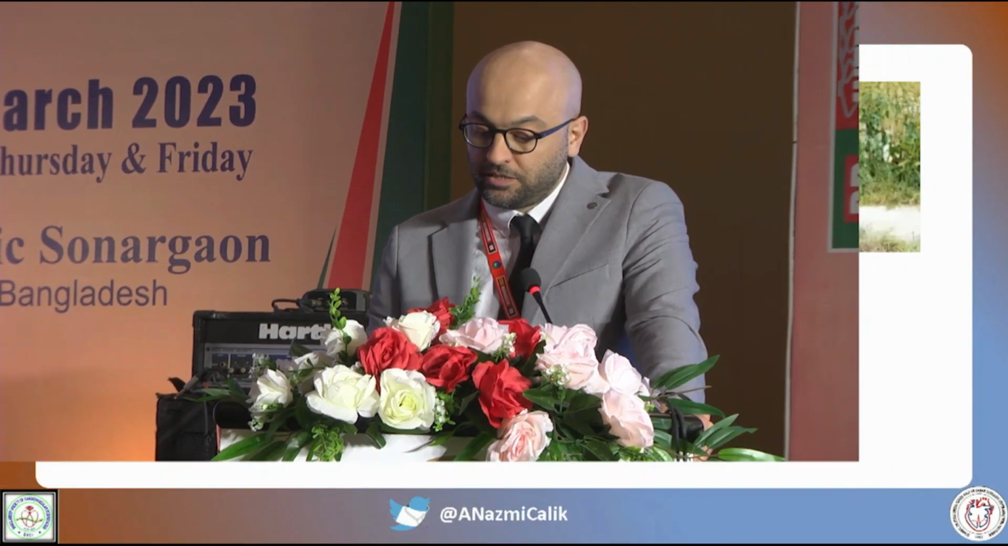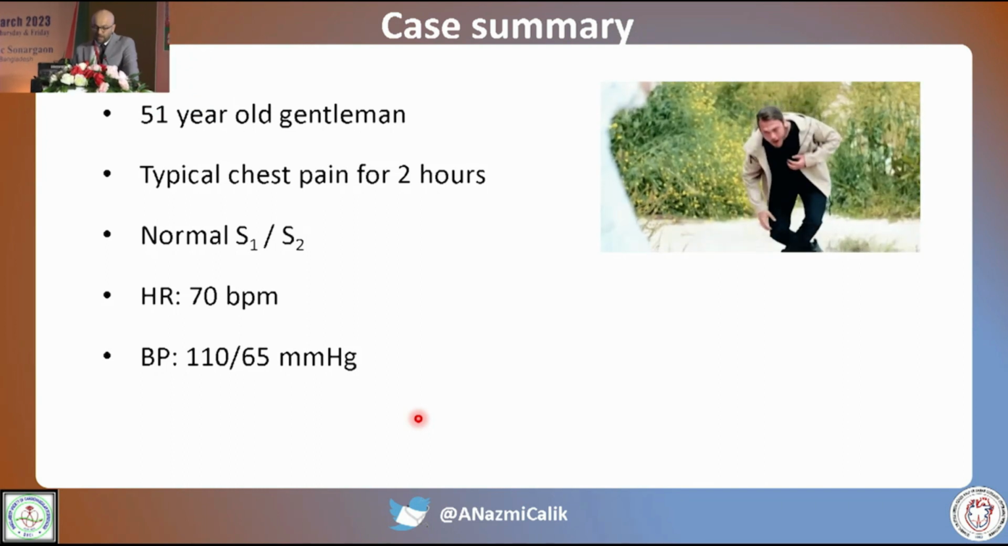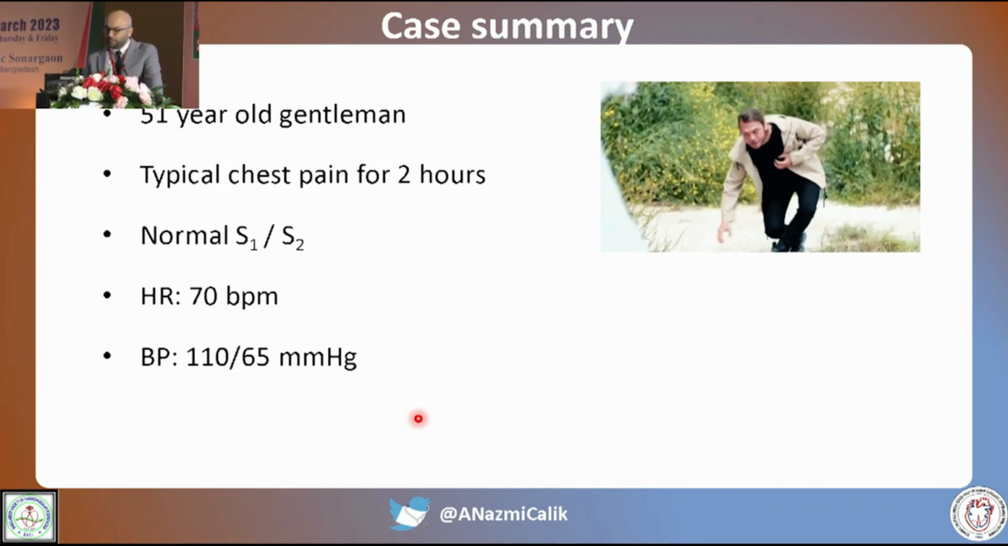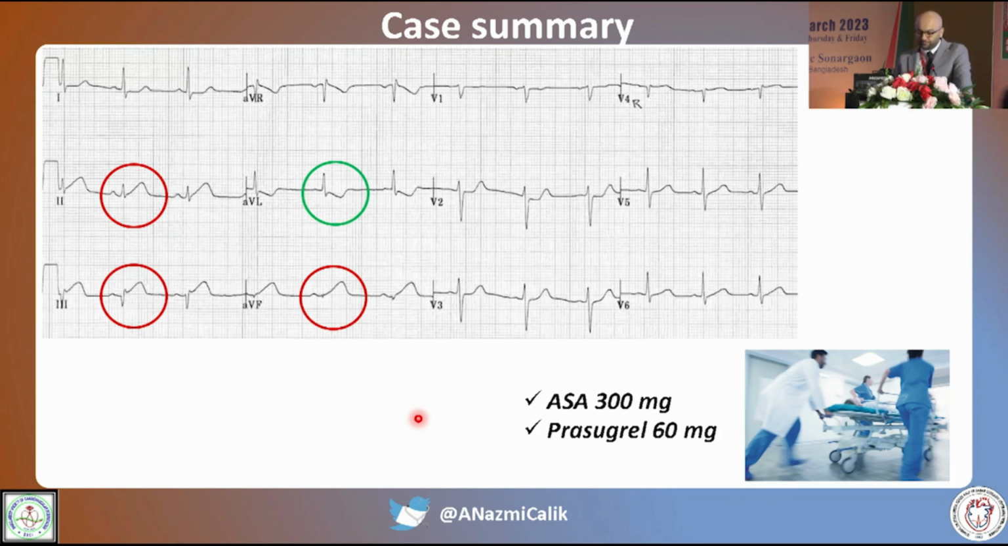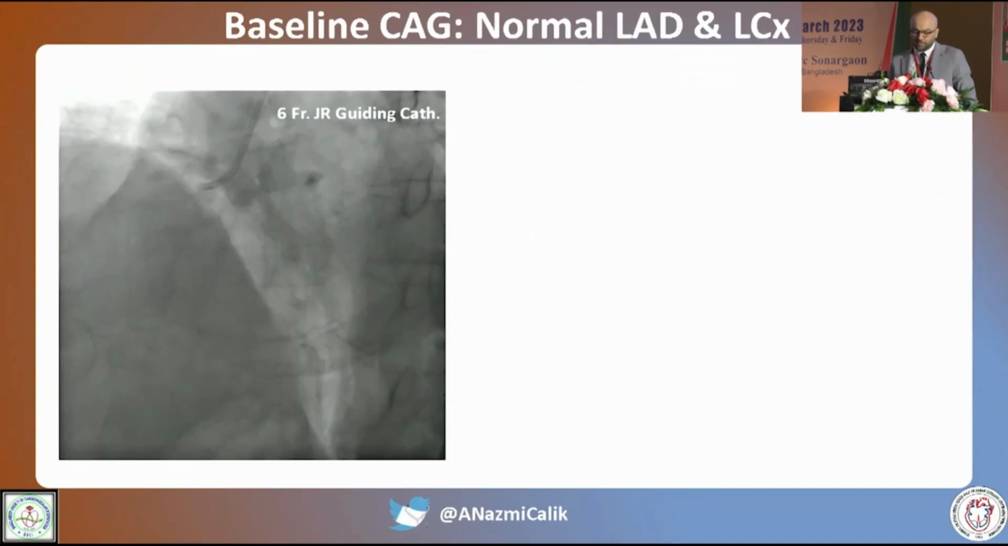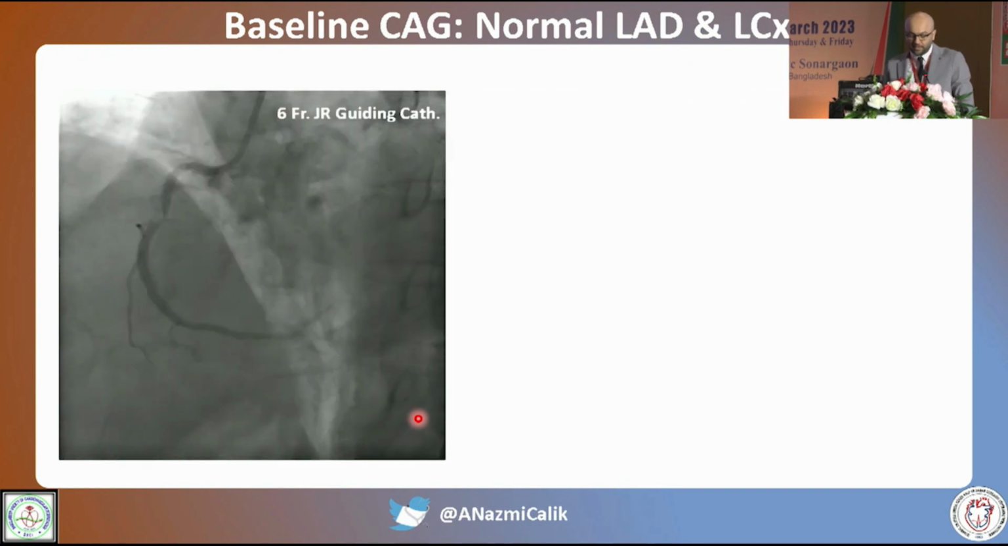My case is a 51-year-old gentleman. He presented to our emergency service with 2 hours of typical chest pain, and his hemodynamics were stable when he presented. In the ECG, as you can see, there was ST elevation in the inferior leads with reciprocal changes in the opposite leads. We loaded aspirin and prasugrel and headed to the cath lab.